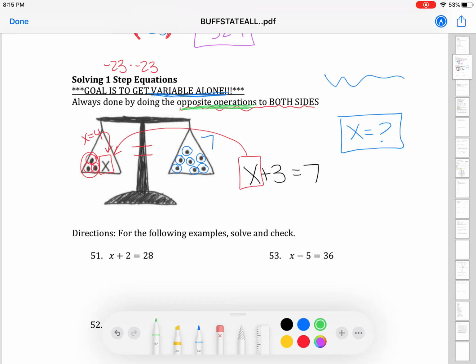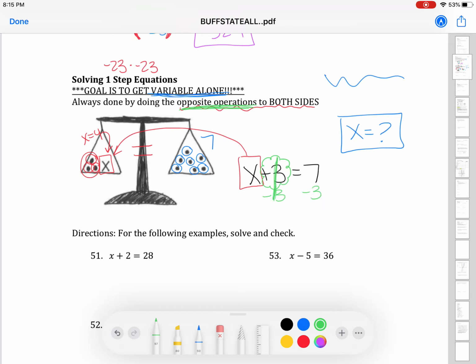So what I mean by using opposite operations: I know that looking at this equation, probably all of you, if not most of you, can very easily figure out something plus 3 equals 7, that something has to be 4. But we are going to get into tougher equations, so I want to go through the process of how to go through this.